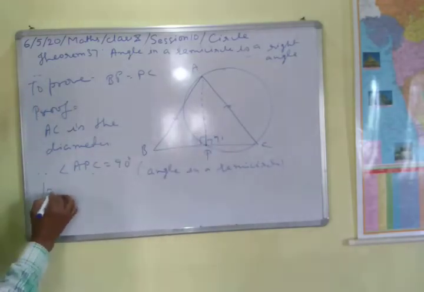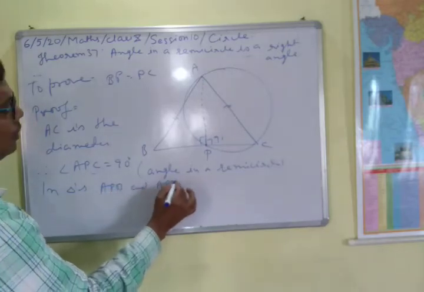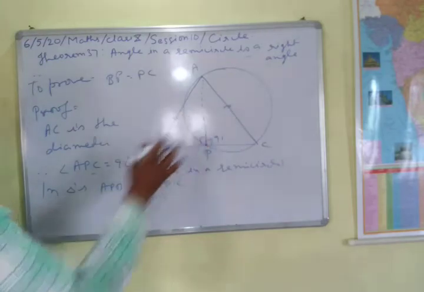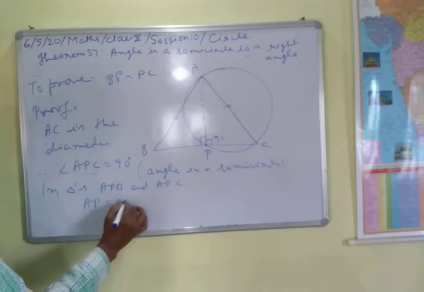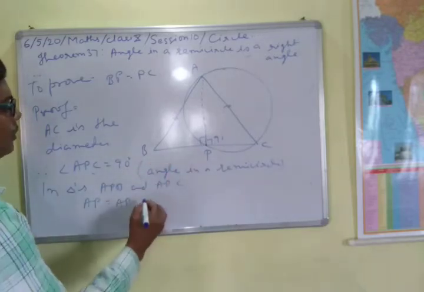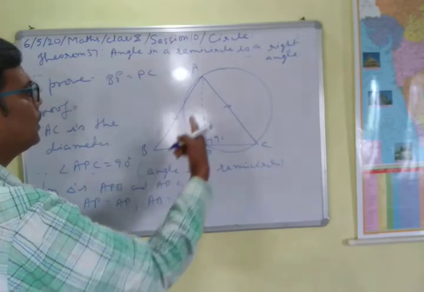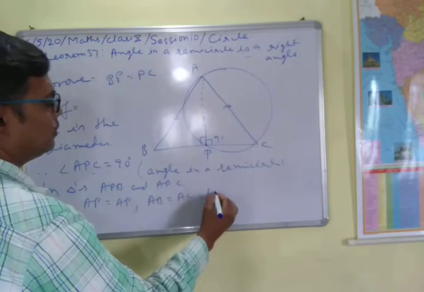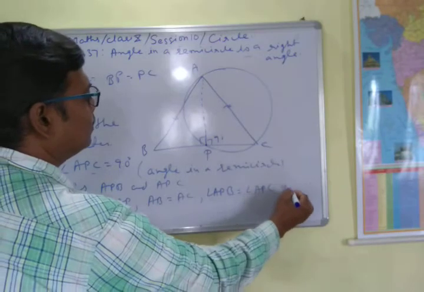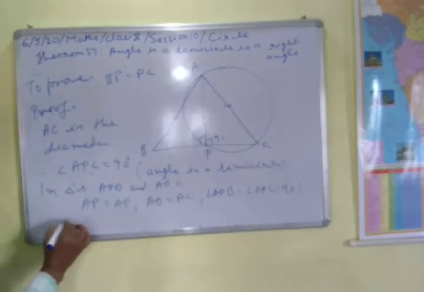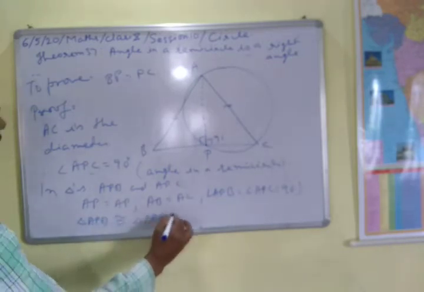Then in triangles APB and APC, you can prove that the triangles are congruent. You have the conditions: AP equal to AP, number 1, that is common here, and you are given that AB equal to AC, it is given, and the third condition is that angle APB equal to angle APC, which we have proved 90 degrees each here, and therefore triangle APB is congruent to triangle APC.